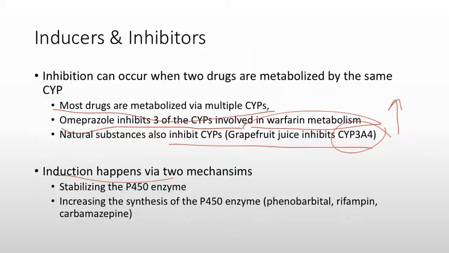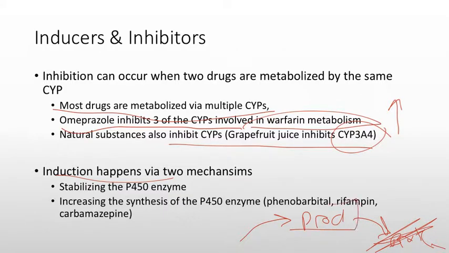Induction happens via 2 mechanisms. So there can be an induction where, normally you have a certain amount of cytochrome that's being produced, and you have a certain amount that is being broken down, and the amount produced is equal to the amount broken down, so it stays in this stable concentration. And if you prevent this breakdown, you basically stabilize the P450 system. That will increase its concentration, it will increase the amount that's there, and it will increase the breakdown of drugs.